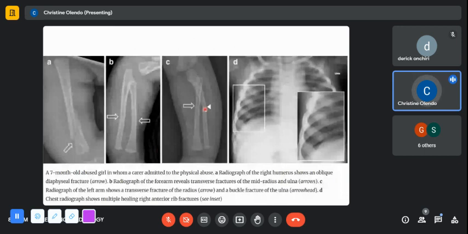So this is child abuse because you have multiple fractures.